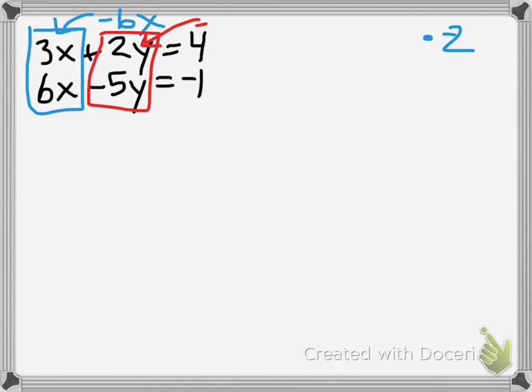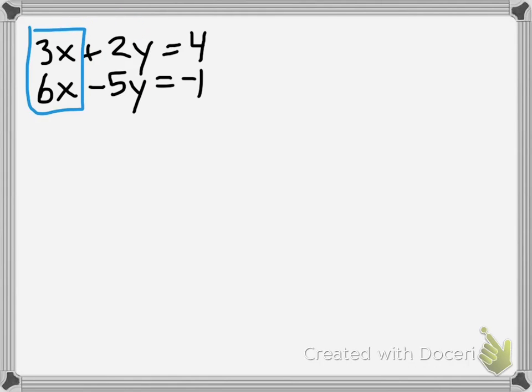And I can't multiply by, actually it would be a positive 5. There's nothing I can multiply by that would work there. So I would end up having to multiply both equations. And right away I know with my blue ones, with the x's, I would only have to multiply by 1, so I'm going to pick that.